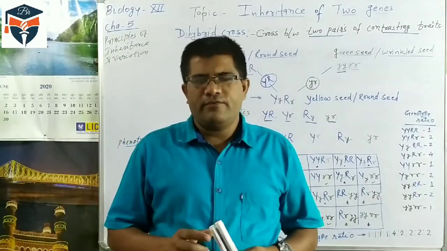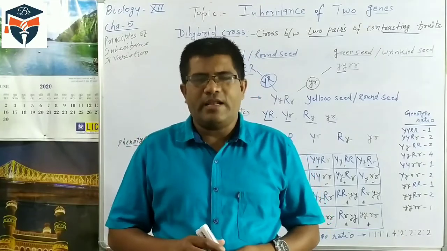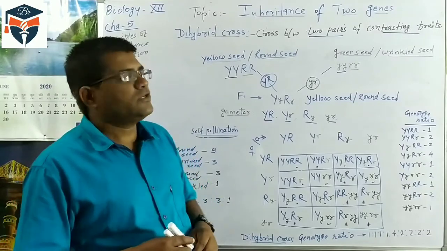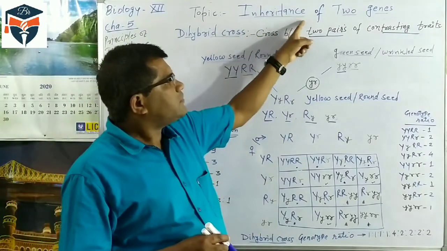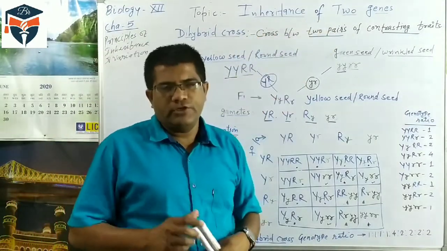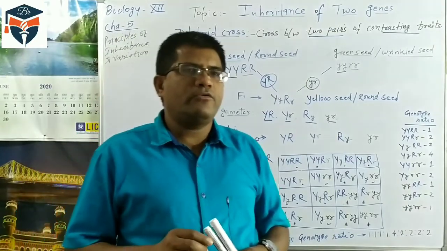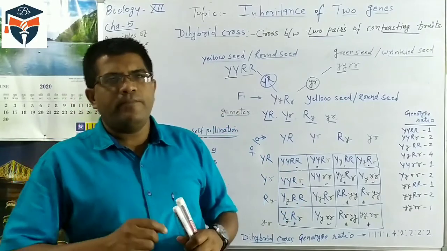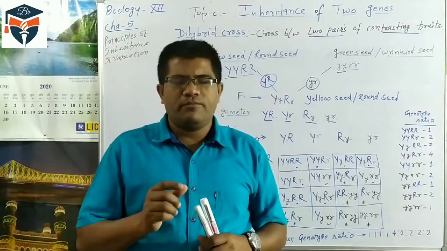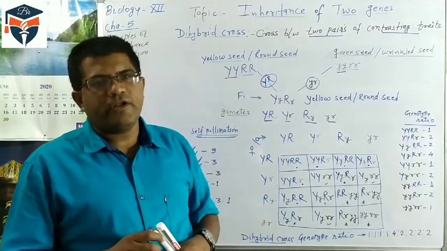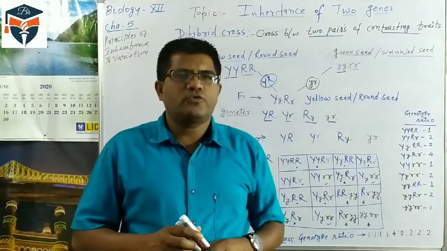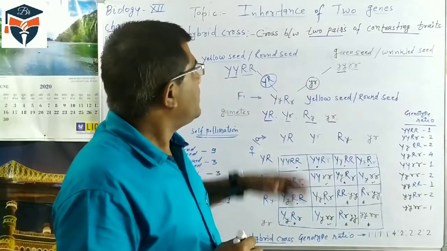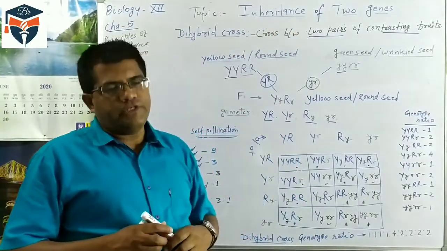Today we will discuss the principles of inheritance and variation chapter of 12th class. The topic we are going to discuss is inheritance of two genes. Students, we have already learned about the inheritance of one gene. In a monohybrid cross, the phenotypic ratio was 3:1 and the genotypic ratio was 1:2:1. Now, the inheritance of two genes.